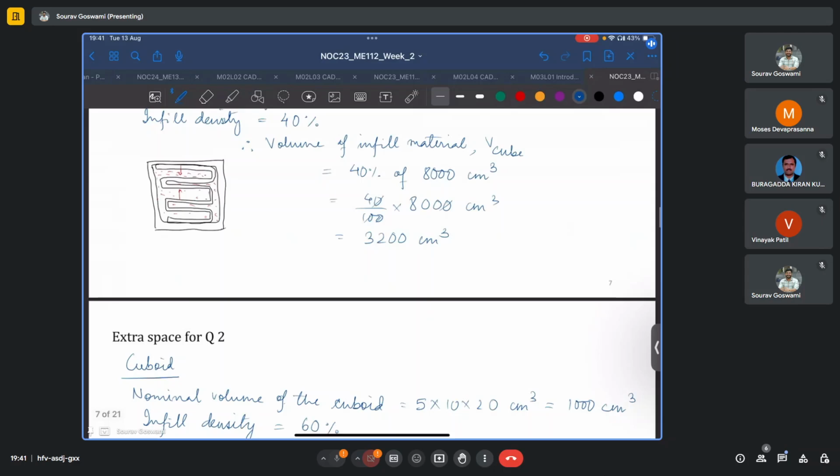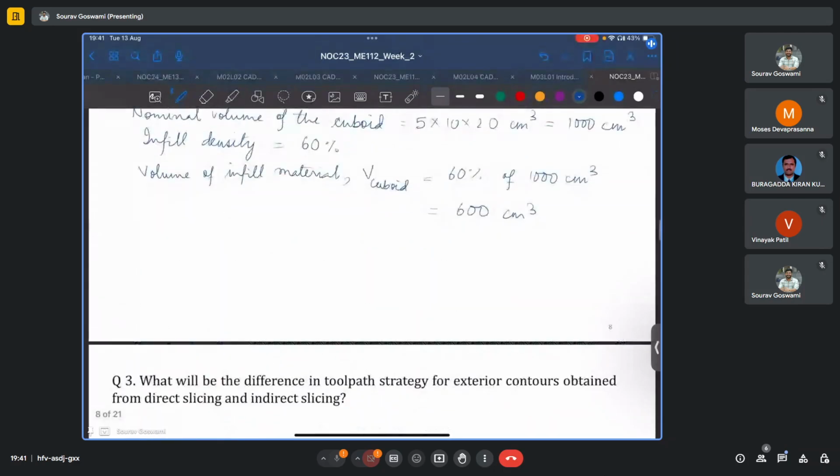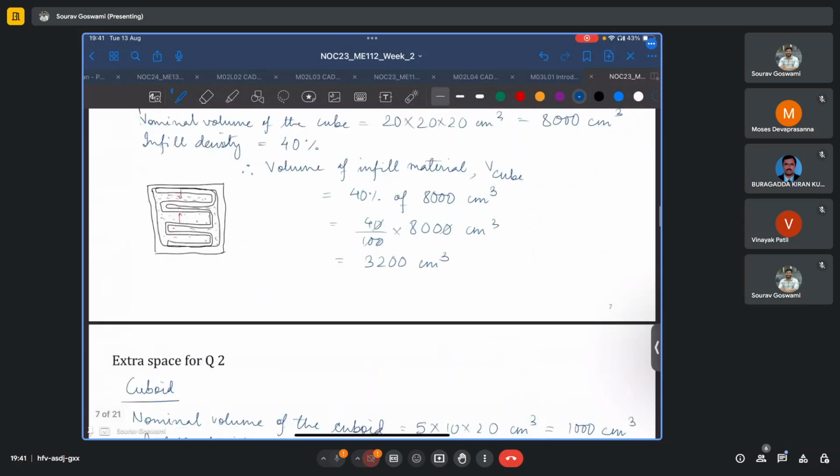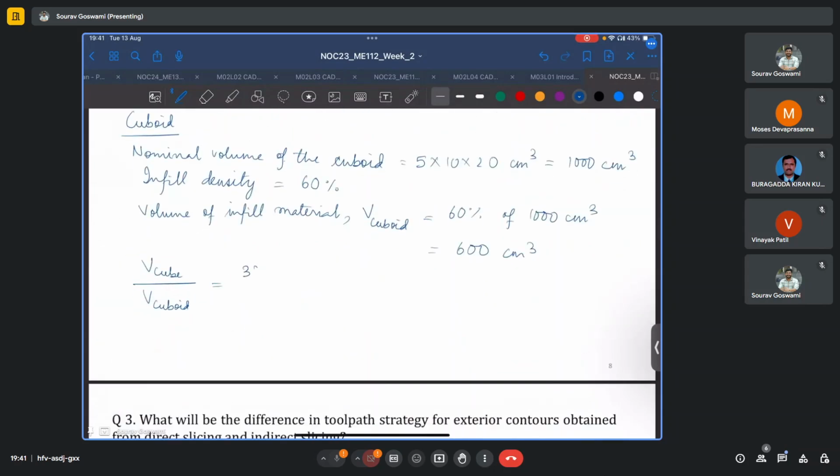And we have to find V cube by V cuboid. So that 3200 by 600, which is 32 by 6, 16 by 3, 3 5 is 15, 5.33 approximately. And this is the quantity we set out to find.